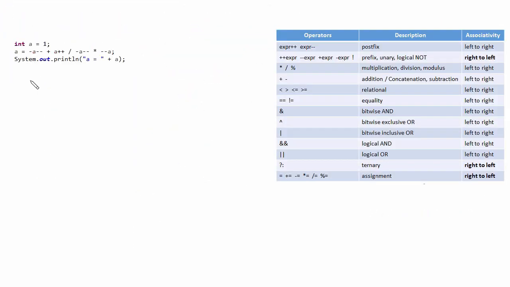Let me rewrite this equation as well. Memory location of A is of int type. Name is A. The initial value is 1. Let us now check various operators in this equation. So this is assignment operator. This is unary minus operator, post decrement operator, binary plus, post increment operator, division operator, unary minus, post decrement operator, multiplication, and pre-decrement operator. Now based on this table, let us now group all the operators.